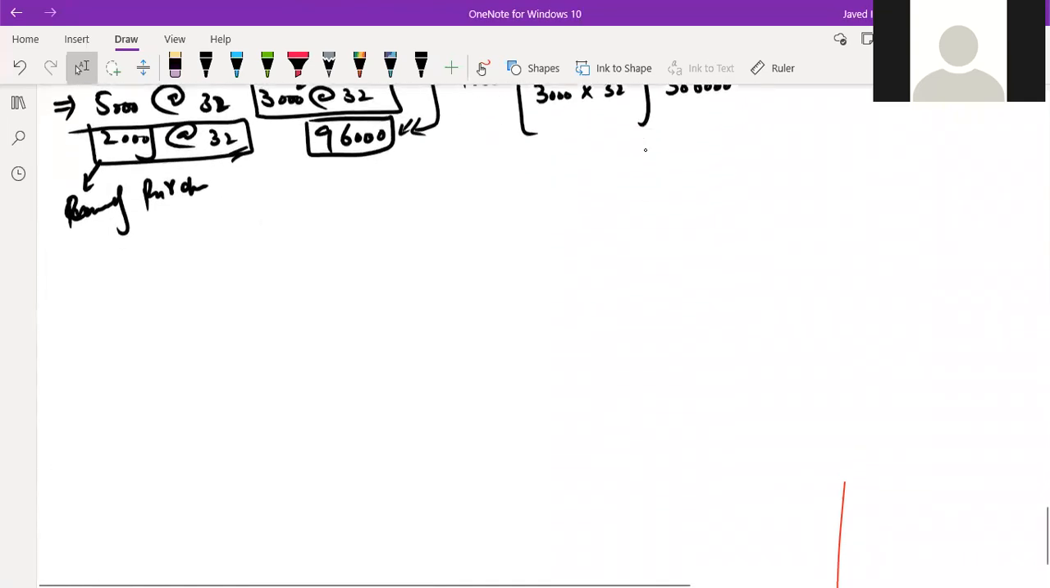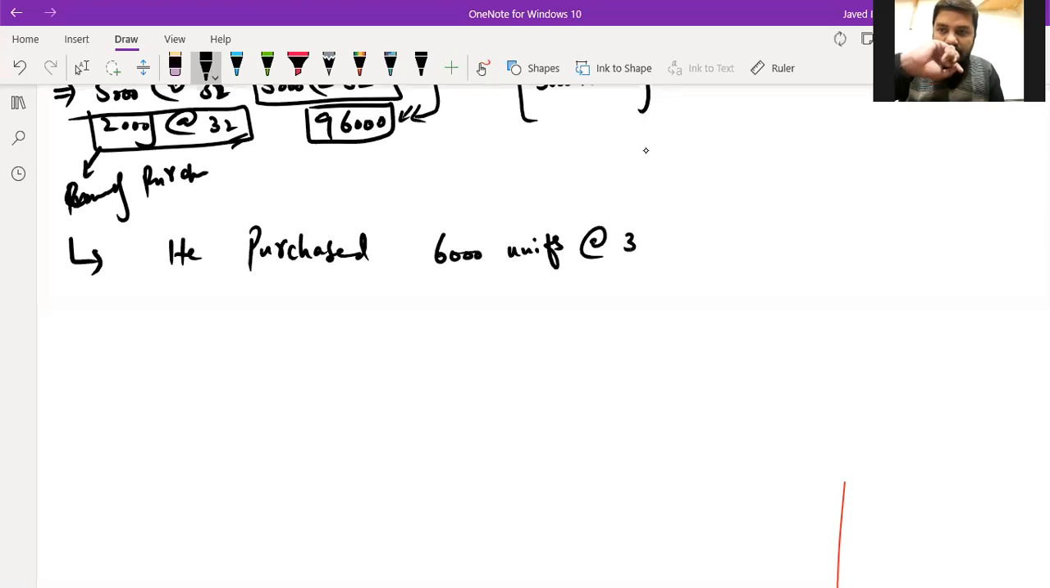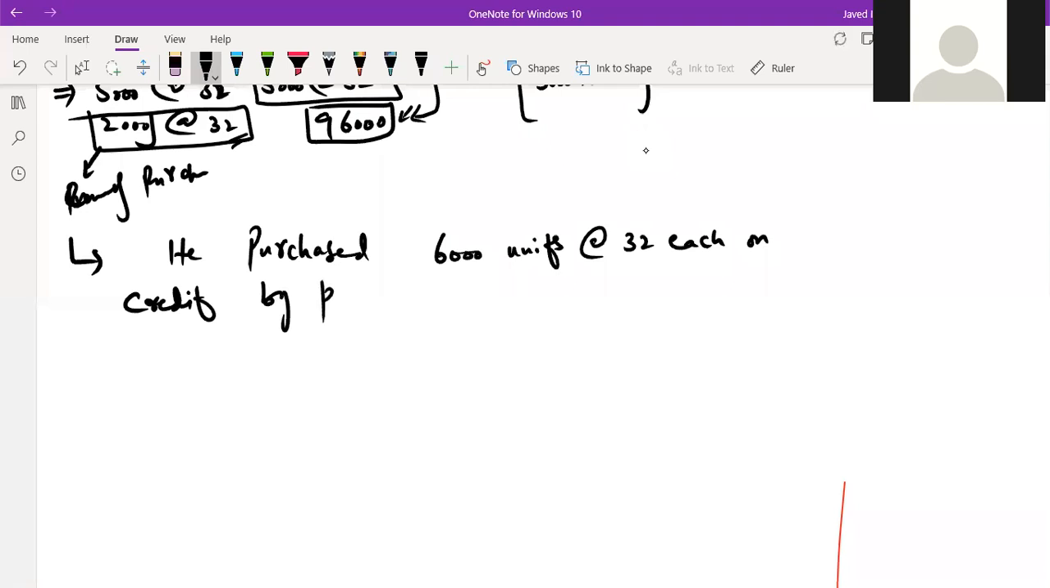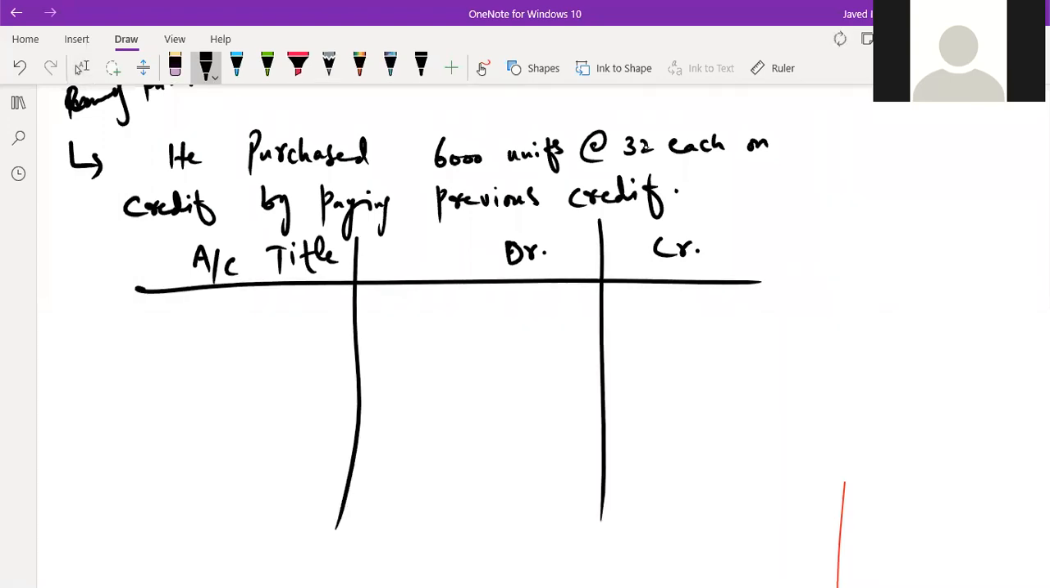We'll be using this minute for the next transaction, which is: he purchased 6,000 units at a cost of 32 each on credit, by paying previous credit. So how would you record it then?